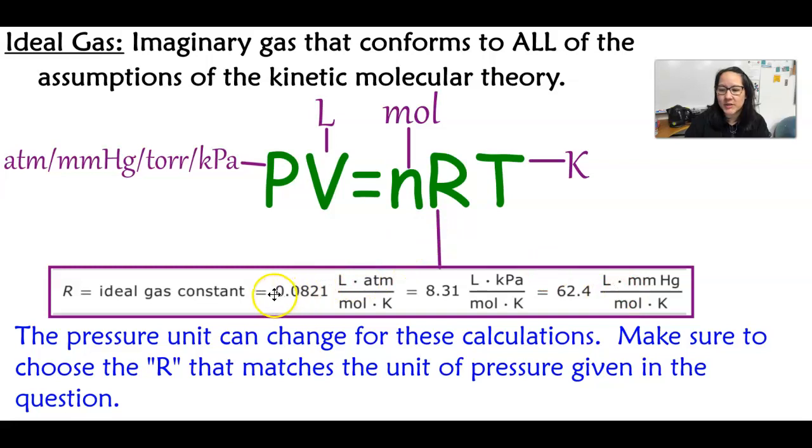So you can see this first one, 0.0821, corresponds with atmospheres, 8.31 corresponds with kilopascals, and 62.4 corresponds with millimeters of mercury. The pressure unit can change. For these calculations, make sure to choose the R that matches the unit of pressure given in the question.